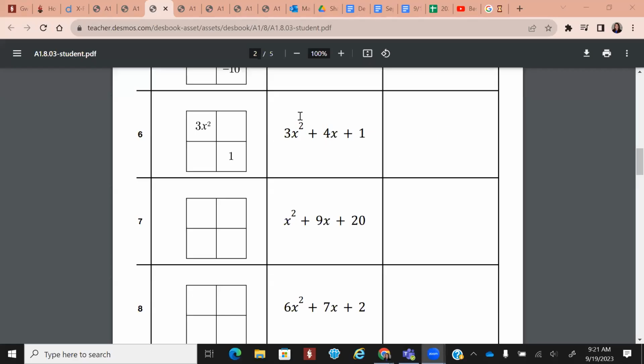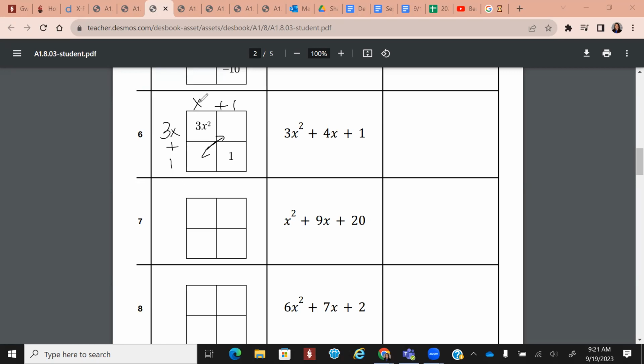On number 6, we put this first term in the first box and the last term in the last box. This diagonal has to equal 4x. So my question to you, what times what would give me 3x squared? Okay, 3x and x, right? Now we have to equal 4x, so we're trying to do factors of 1. What are factors of 1? Fantastic.